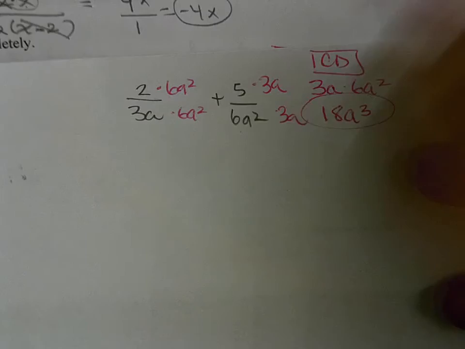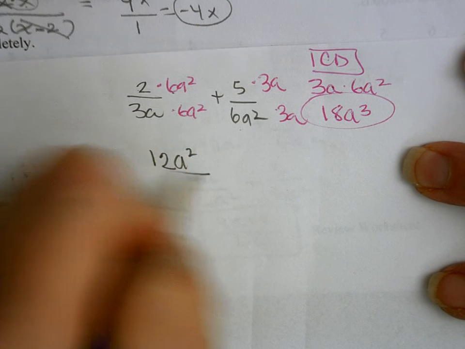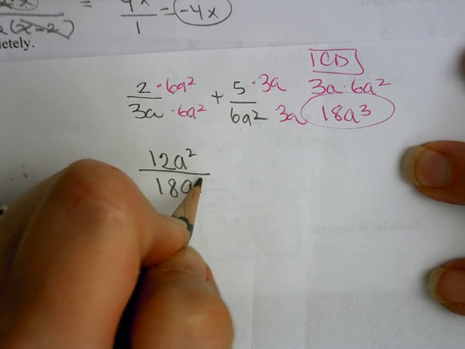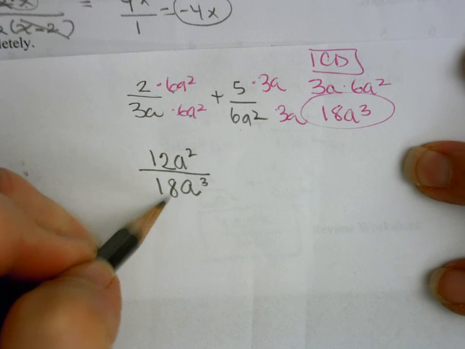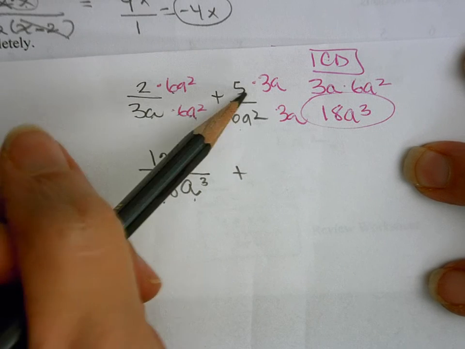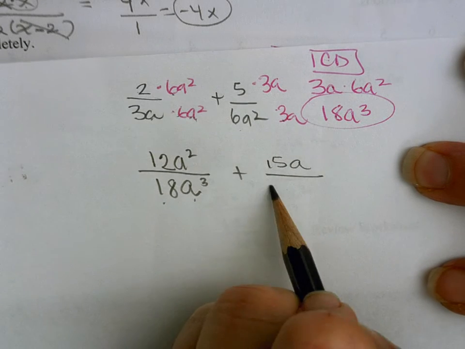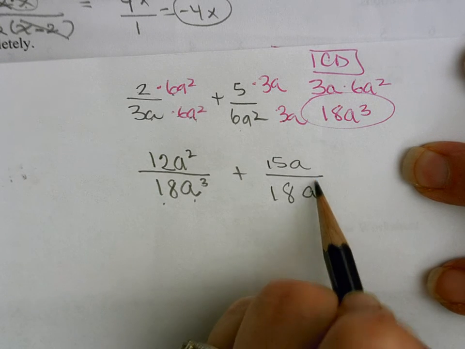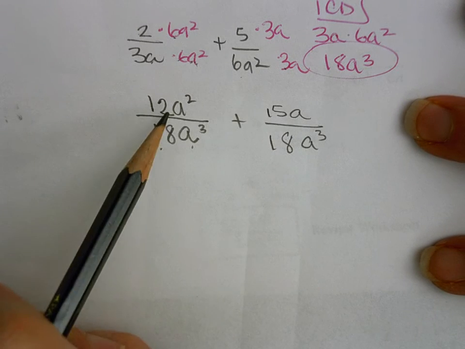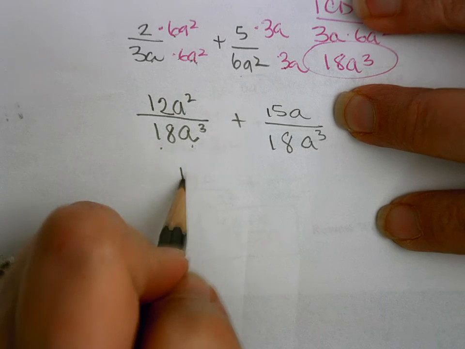And so then you would have 2 times 6 is 12 over 18a to the third, right? So 3 times 6 is 18, and then 1, 2, 3 a's. Here you would have 15a over 6 times 3 is 18, and then a to the third. Right? So now you have a common denominator, so you can combine your numerators. And so actually nothing combines, right, because you have different terms.